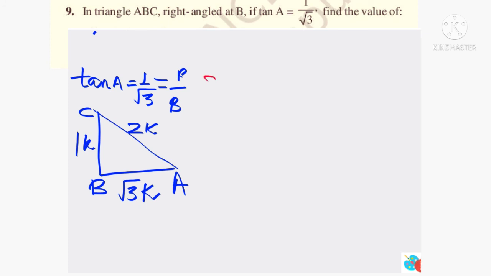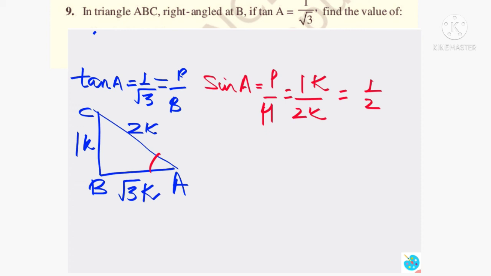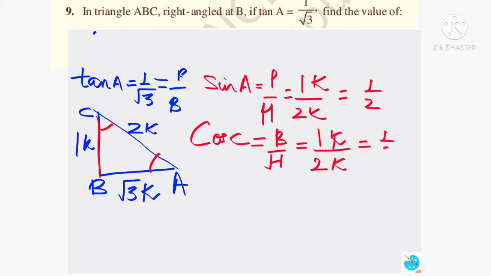For the first part, we need the value of sin A. So let us write down sin A. Formula for sin is P upon H. Now for A, AB is the base, BC is the perpendicular. So I have 1k by 2k, that is 1 by 2. Then I need cos C. Value of cos C, formula is base upon hypotenuse. Now when I am considering angle C, base becomes BC. This is a very important concept. I have cleared it in the previous videos, I think in the initial questions. So I get 1k by 2k, again this is 1 by 2.